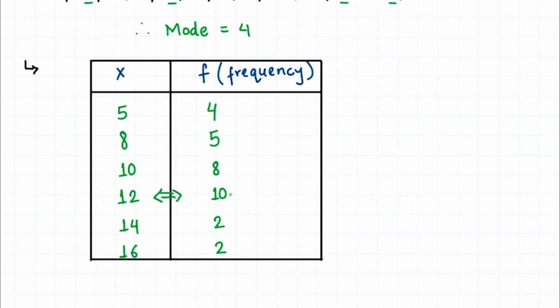There are 10 12s, right? That's the most repeating item. And therefore, our mode of this data set is equal to 12, okay? It's the most repeating data. And that's our mode of discrete data. So you look at the frequency, right? And the item which has the maximum frequency is your mode. And that's it. That's how you find the mode in a discrete data, okay?